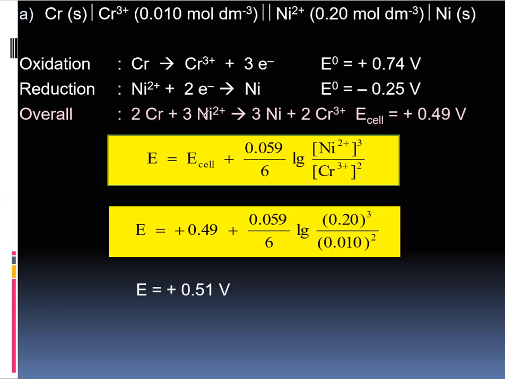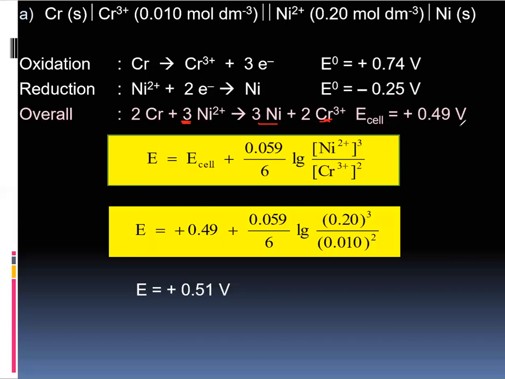This one here is not a solid, so it is an ion, so we include it: nickel 2 plus raised to the power of the number of moles, which is 3, divided by chromium. Here nickel is a solid, so we do not include it in the equation. We put chromium raised to the power of its number of moles, which is 2. So that's why we have 2 here.